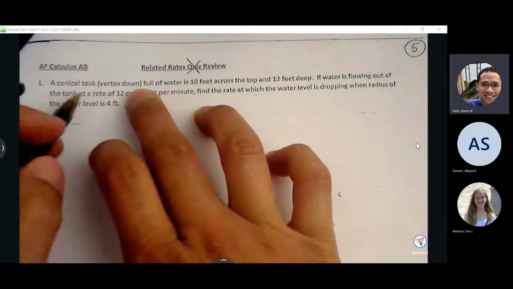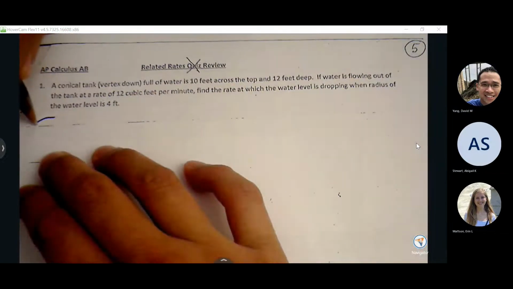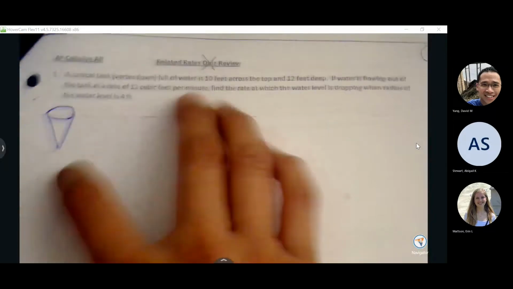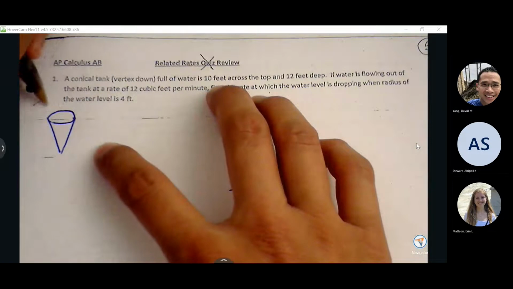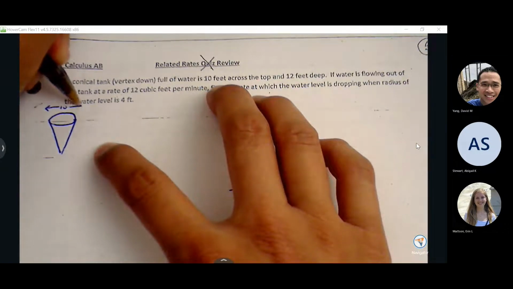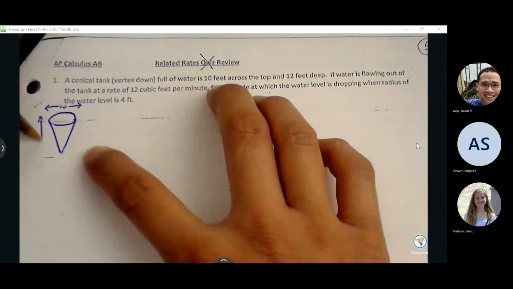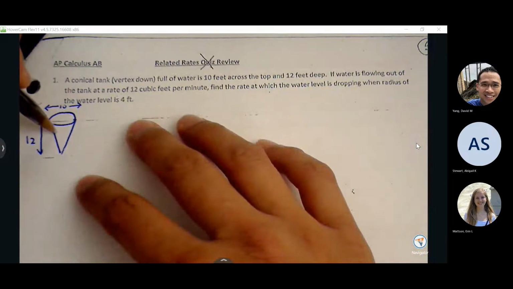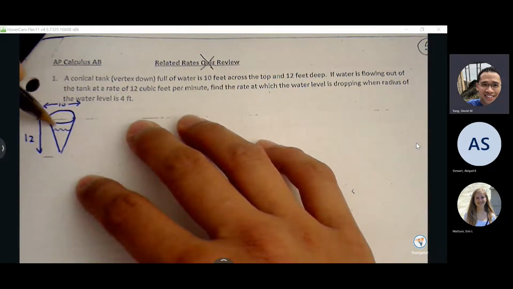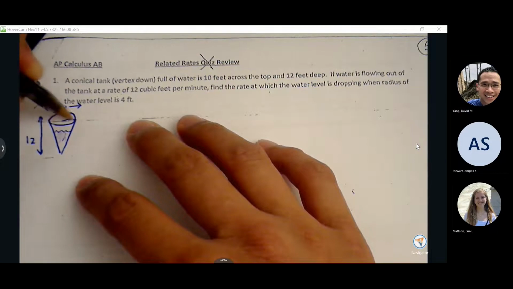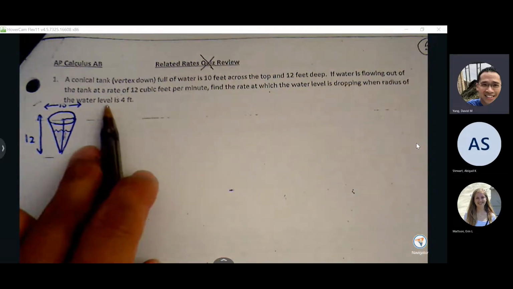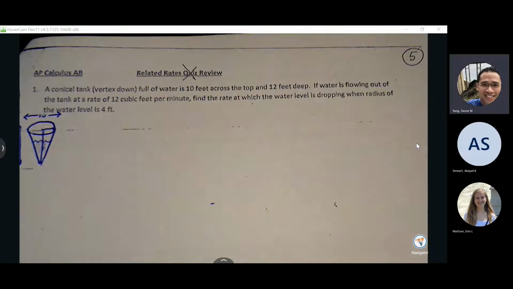So if a cone, take vertex down, pool of water 10 feet across, 12 feet deep. Some water. Oh, sorry, it's full of water. I'm going to put it a little bit lower though. Water is flowing out of the tank at a rate of 12 cubic feet per minute. Find the rate at which the water level is dropping when the radius of the water is 4 feet.